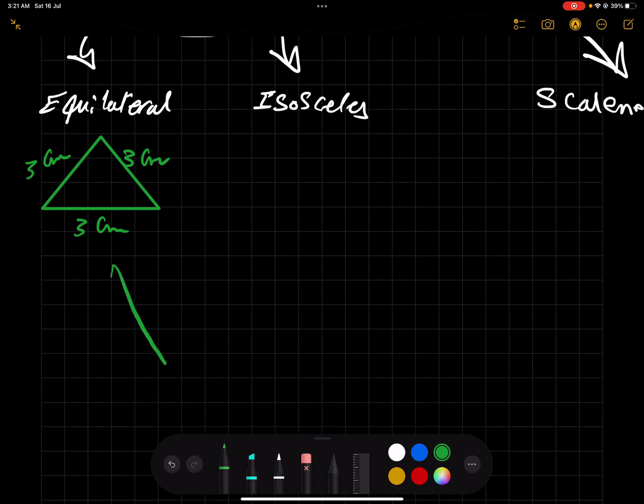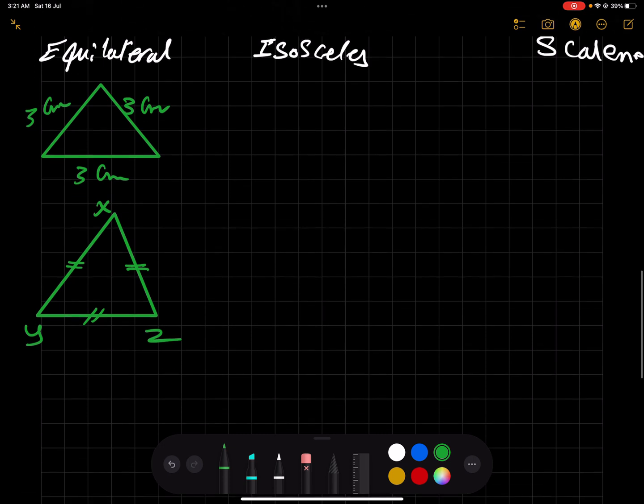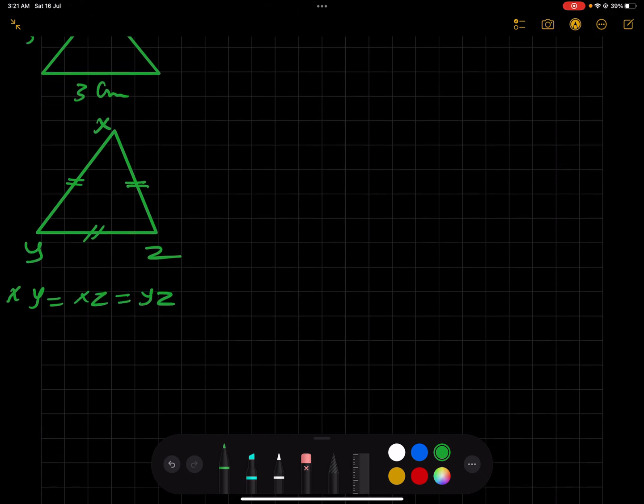What about if we get something like this? We get here the name XYZ, and we got labels. We don't have, by the way, lengths, but we got labels like this. These labels which are in front of you mean that XY equals XZ equals YZ, which means that it's going to be an equilateral triangle.